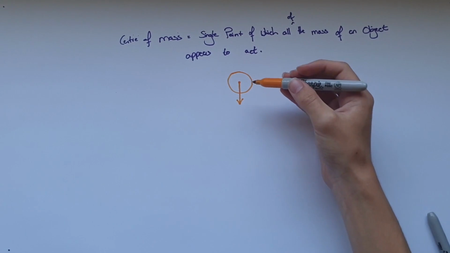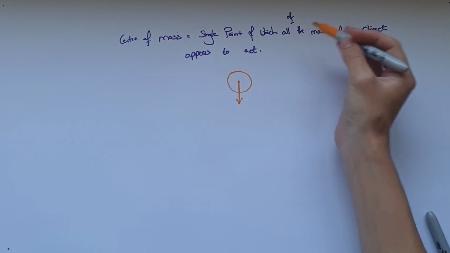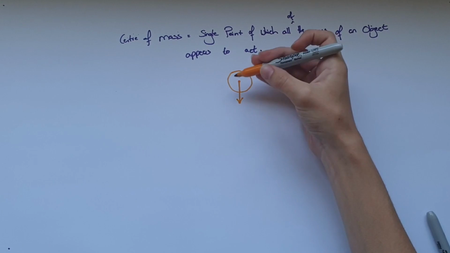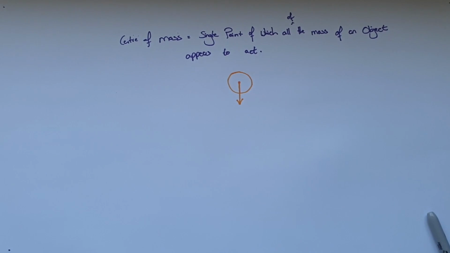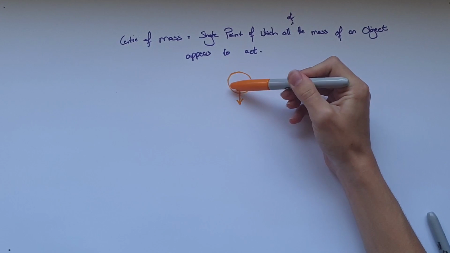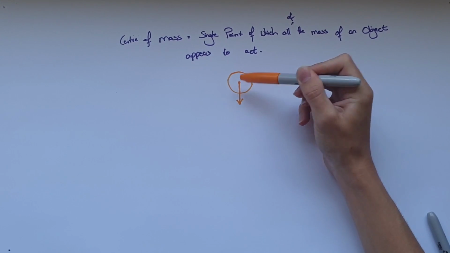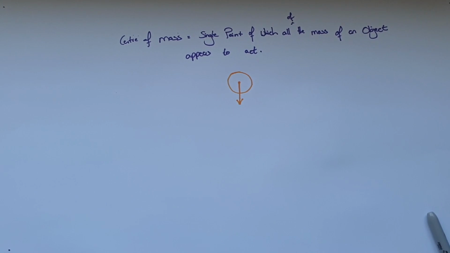That's why it's also sometimes called centre of gravity. It's the same thing, it's just where all of the weight appears to act, or the mass, depending on which way you want to say it. And it always balances around this point of the centre of mass. There's two ways of locating this.